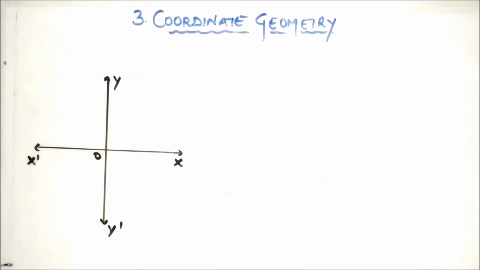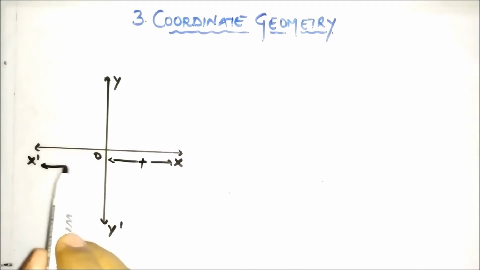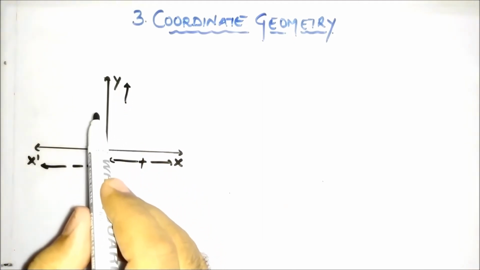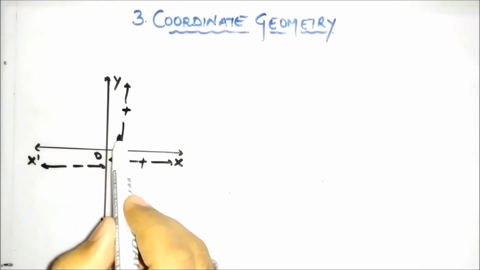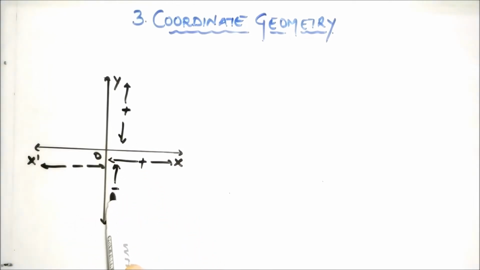Now you must know a few more things related to this coordinate plane. This is the x-axis and this is the y-axis, intersecting at the origin. This portion of the x-axis is considered the positive x-axis, this portion is the negative x-axis, the upper portion of the y-axis is the positive y-axis, and the bottom portion is the negative y-axis. That's why I have represented it like x and x dash, y and y dash.